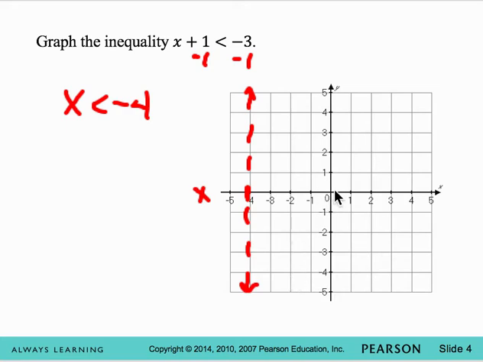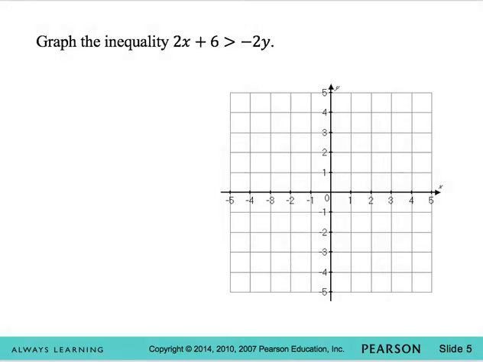I could still pick this point and plug in: is 0 less than -4? No, so I'd shade the other side. But when I get a horizontal or vertical line, I'm really only talking about that one axis, the one number line. So I know this is the side that's less than -4, and all these numbers are greater than. But again, I could still plug in 0 and say, is 0 less than -4? Nope, don't shade that side.